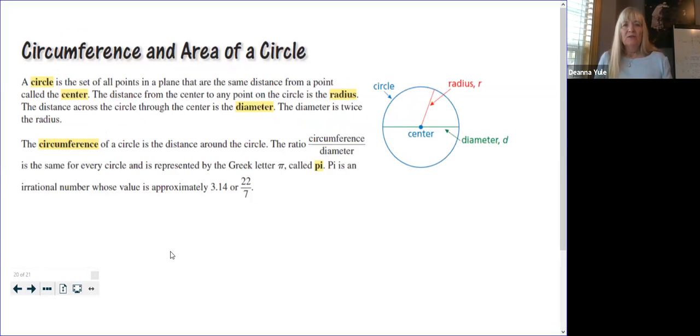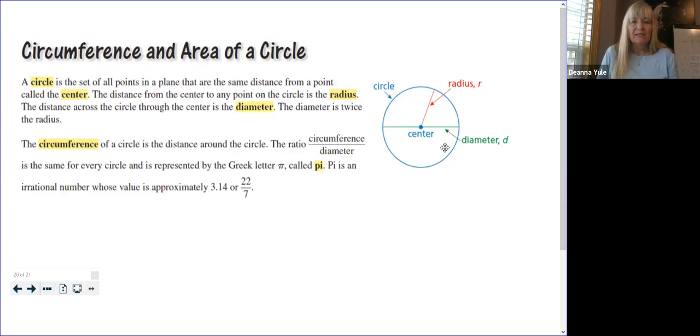Last thing we're going to look at is circumference and area of a circle. I included this in here because to me, circumference is just another name for perimeter. So when you're talking about circumference of a circle, you're talking about all the way around, or the perimeter of a circle. And when I talk about area of a circle, I'm talking about everything inside. Here's the center of the circle. Remember, the diameter goes from one edge to the other through the center, and the radius goes from the center to the edge.